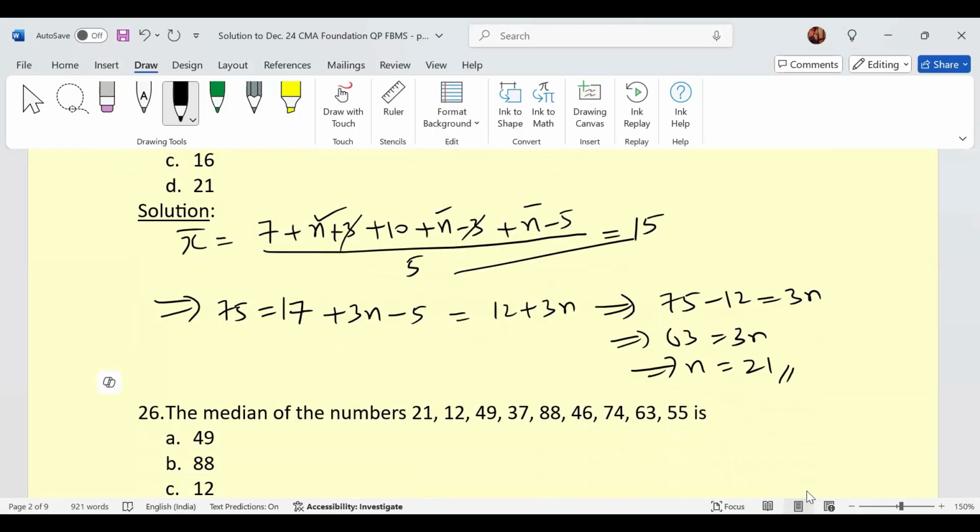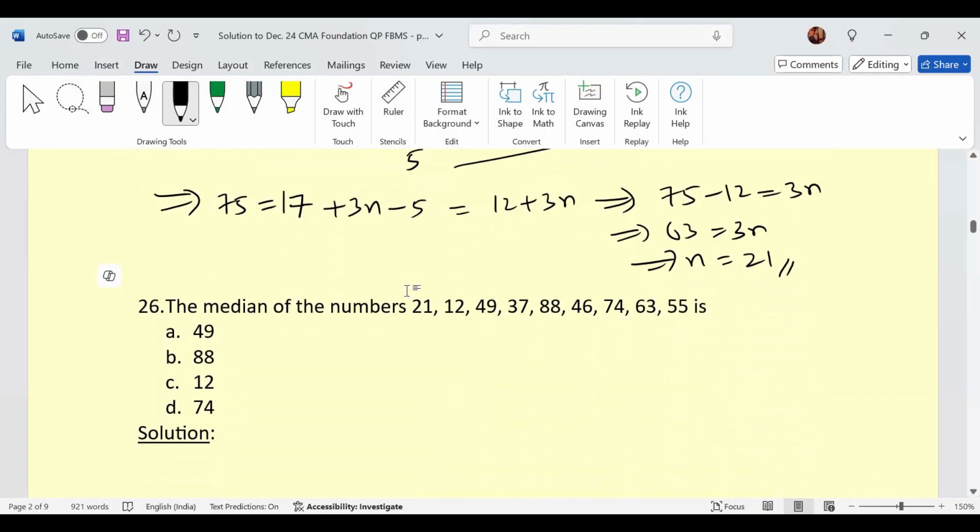Next, the median of the numbers 21, 12, 49, 37, 88, 46, 74, 63, 55 is what? Totally there are 1, 2, 3, 4, 5, 6, 7, 8, 9. So first let us arrange it in order. The least number is 12. Next least is 21, then 37, then 46, then 55, then 63, then 74, finally 88.